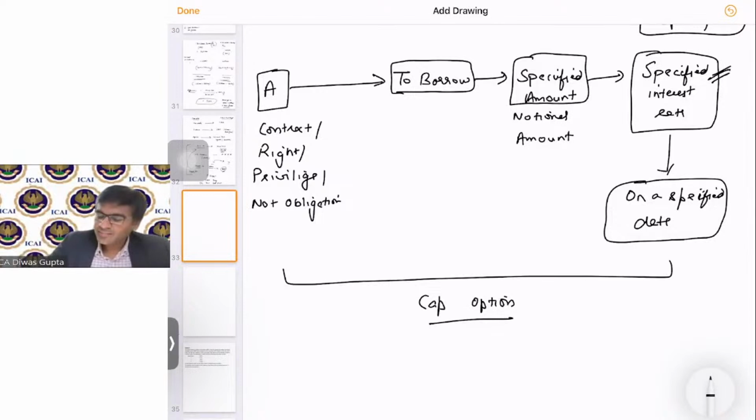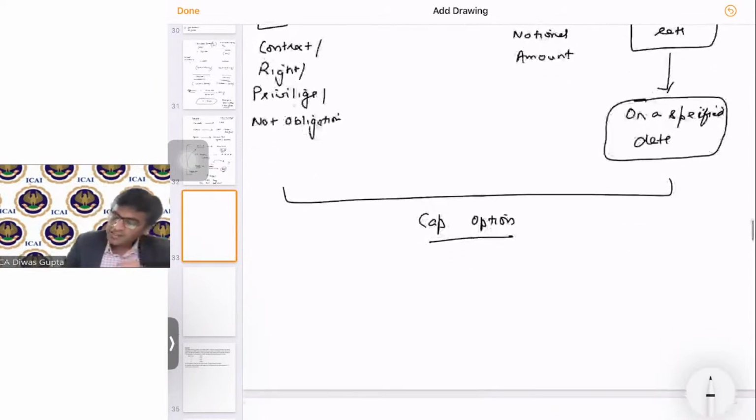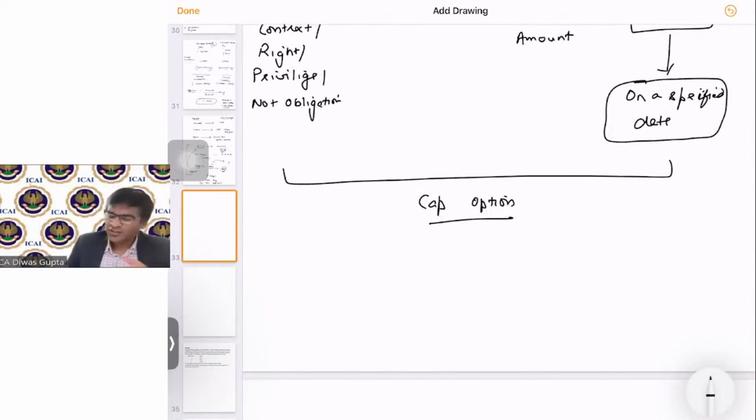Whatever interest rate is specified here, my actual interest obligation would not be more than this. Okay. We will understand this better through some examples. So just like a normal call option, this cap option is nothing but the call option equivalent.